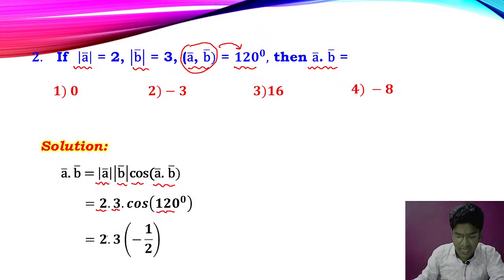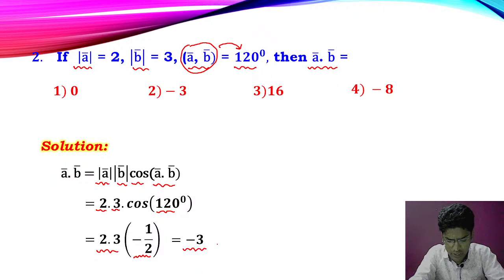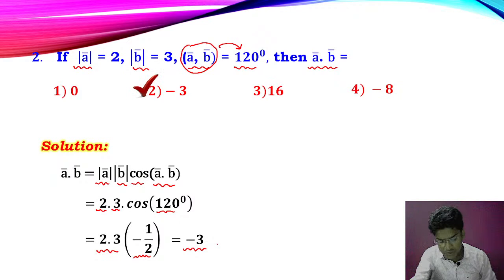2 into 3 is very simple, and in the same way cos 120 degree is nothing but -1/2. So therefore 2 into 3 is 6. 6 into -1/2 is -3. So therefore -3 is going to be the right answer. That is your option 2.